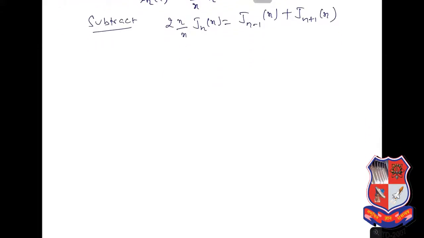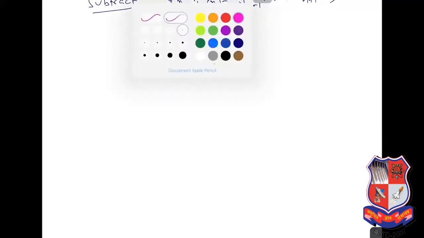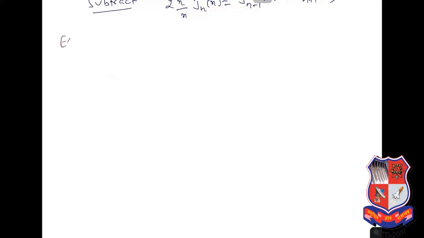Now let us solve one example, and it was asked many times in fact in the GTU, and the example is like this. J of 1 by 2 of x equals root 2 over pi x sin x. So now let us prove this.